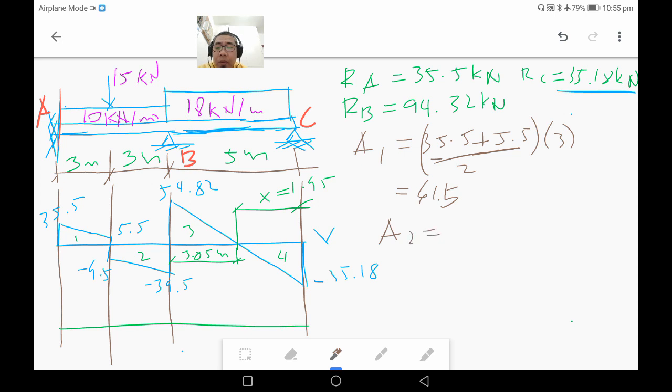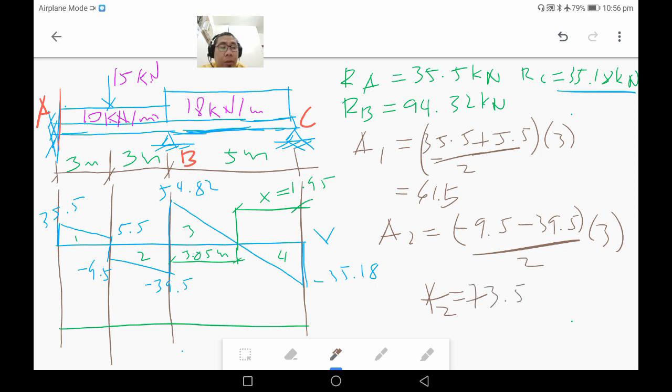And area 2, and that is negative sila, no? Negative 9.5 minus 39.5, 39.5 divided by 2 times 3. That is 73.5 kilonewton meter, no?